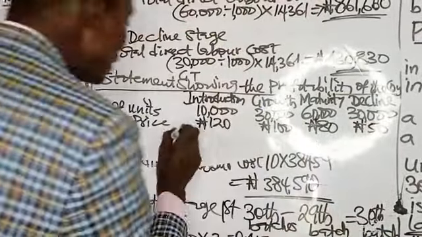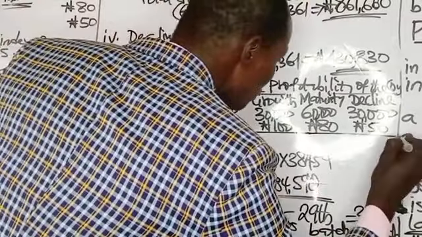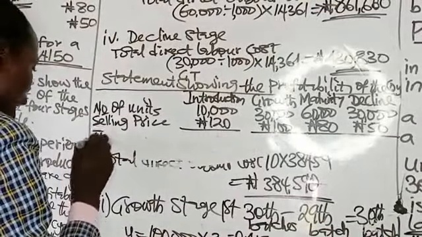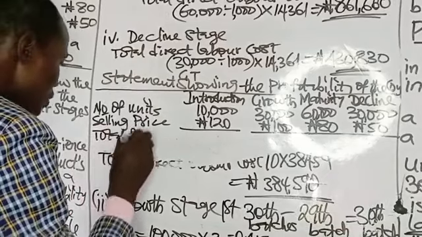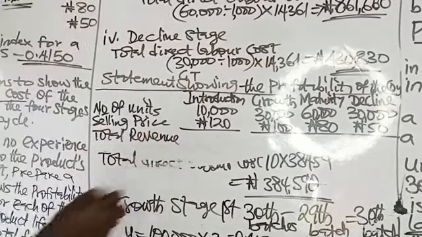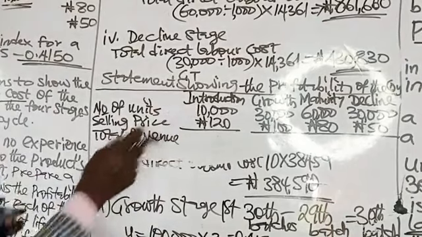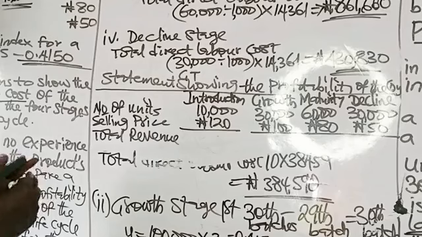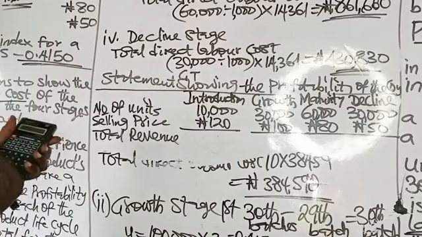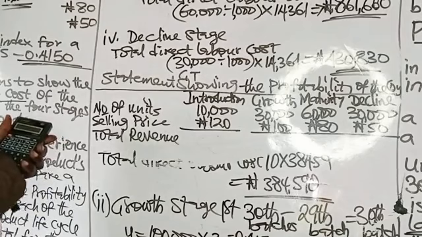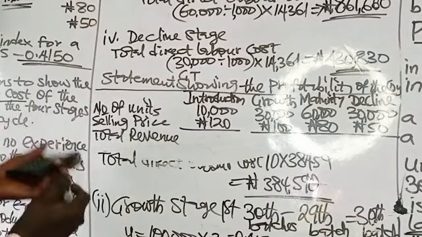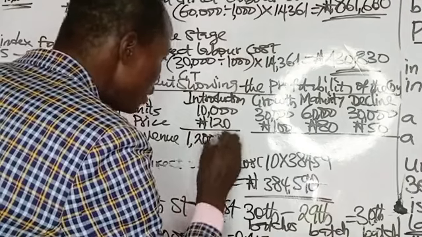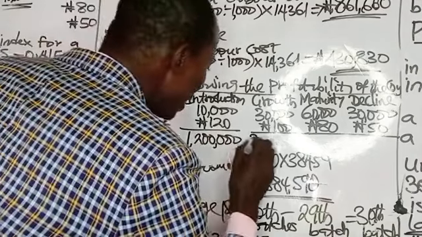So what would be the total revenue? The total revenue will be number of units times the selling price. 10,000 units times 120, that gives us 1.2 million naira. 30,000 times 100 will be 3 million naira.